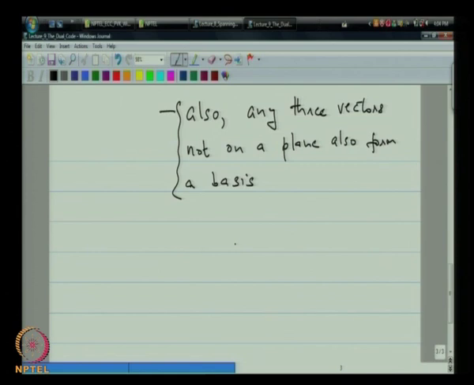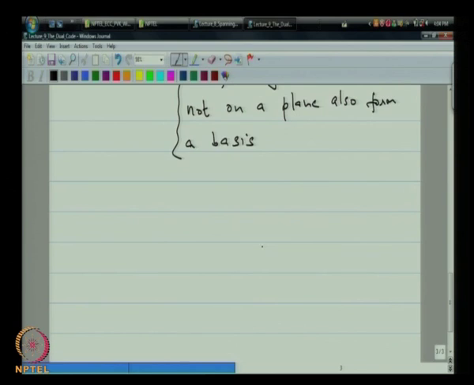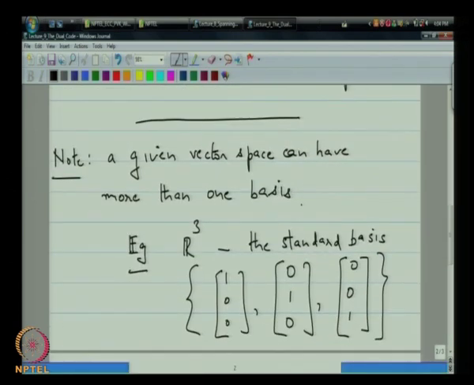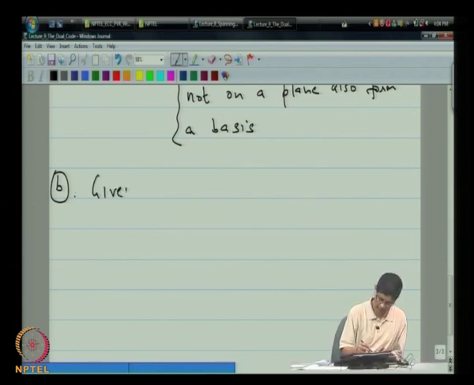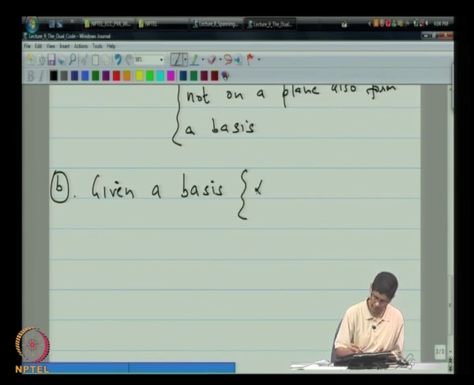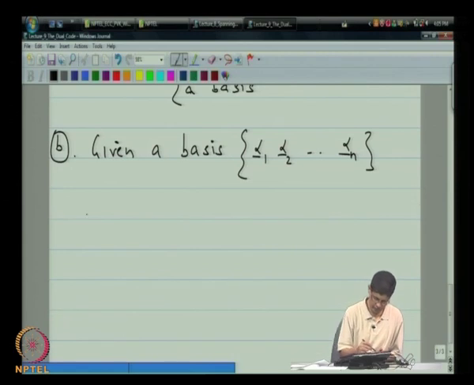On the other hand, there is a property of a basis. So, we are making notes. This was our first note, so let me write A and put a circle around it. And the second note is that, given a basis alpha 1, alpha 2, ..., alpha n for a vector space.